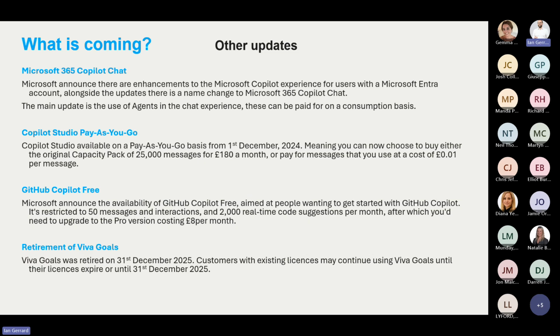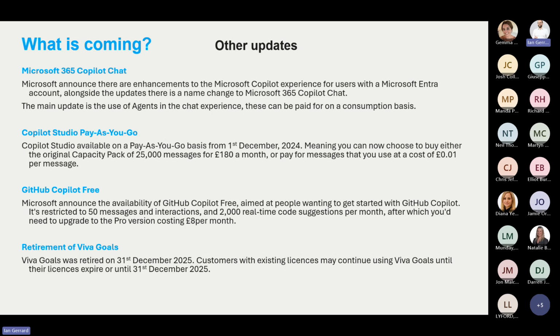Look, what else is coming? A biggie. I think it will resonate with some customers more than others. Microsoft 365 Copilot Chat. So this is a feature within Microsoft 365. By the way, you don't need to buy Microsoft 365 Copilot. Microsoft 365 Copilot Chat is part of M365. It's included.